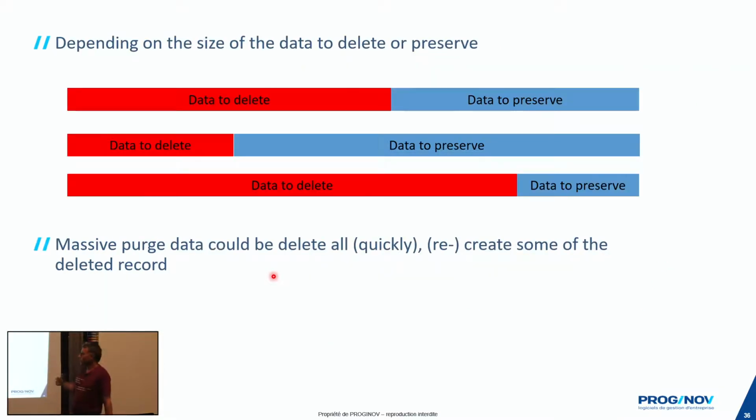So depending on the size of the data you want to delete or preserve, first it's quite similar, 100 million, 100 million to delete or preserve, or I will say 1 million to delete, 100 million to preserve, or 100 million to delete and 1 million to preserve. Massive data purge could be delete all quickly and recreate some of them. It could be the same effect. But if you have a small part to recreate, it could be faster.